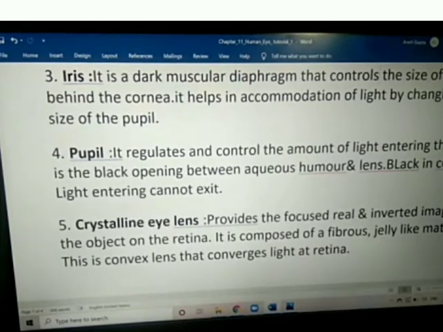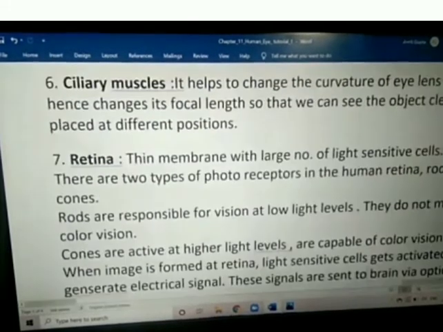Then we have a crystalline lens, which is basically made up of a fibrous jelly-like material, and it is helping in converging the beam of light at the retina where the image formation takes place. This crystalline lens is held by the ciliary muscles, and the ciliary muscles are also helping in the adjustment of the focal length of the lens.